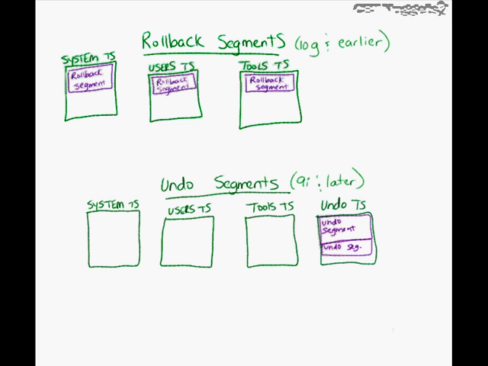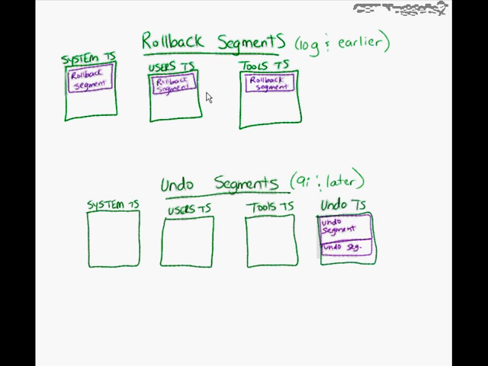Now, undo segments and rollback segments essentially do the same thing. Rollback segments are available in 10G and earlier, whereas undo segments are only available in 9i and later. Now, even though we can have the choice between rollback segments and undo segments, we really try to stick to undo segments. It will make the management much, much easier.